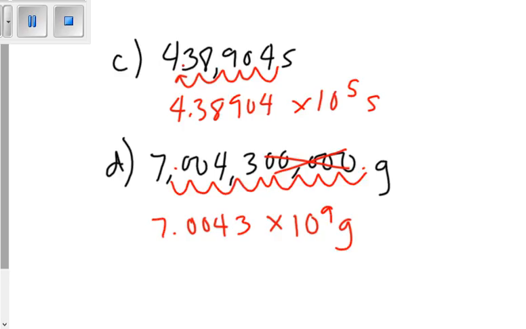All right, so the next problem, number 77, is asking you to now add and subtract problems that are in scientific notation. So whenever you add or subtract in scientific notation, you have to make sure that before you do any adding or subtracting, your exponents are the same.